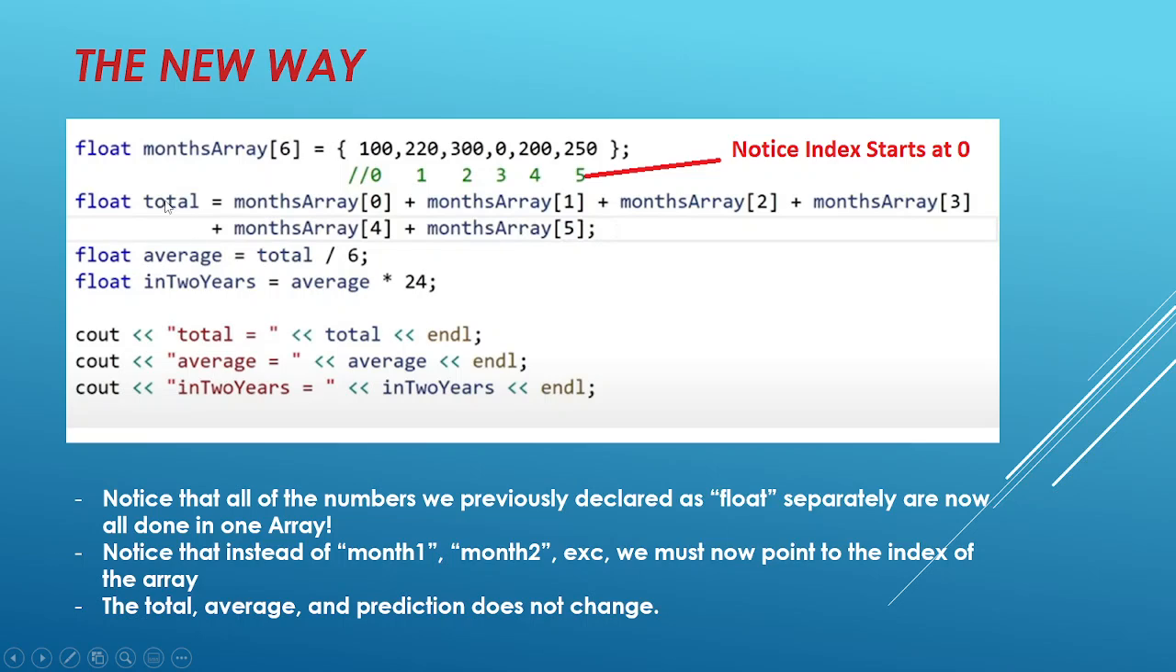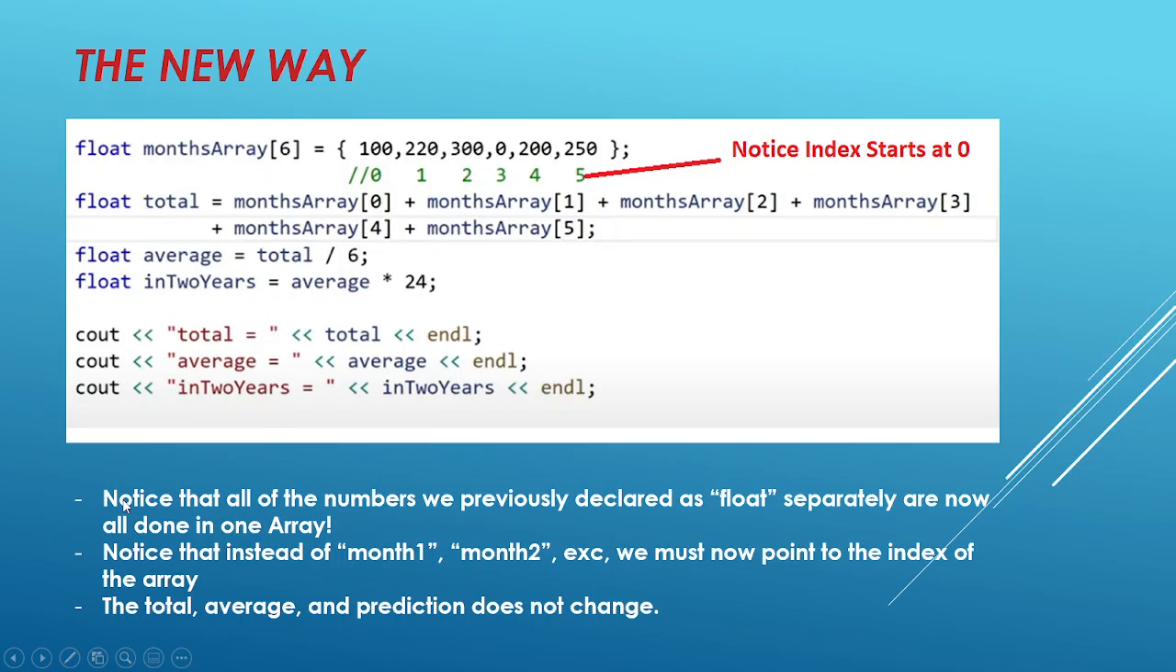The average is still the same. It would be the total divided by 6, because there's still 6 months, and the prediction in 2 years is still the same. Average times 24 for 24 months and 2 years. The couts do not change yet either.